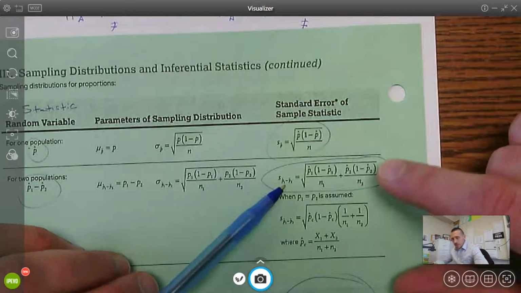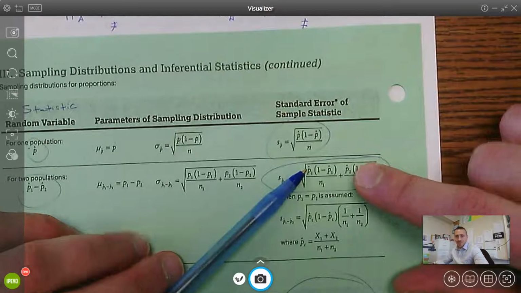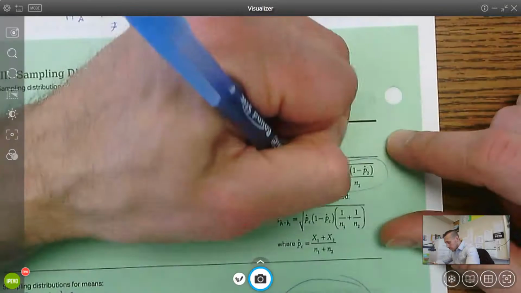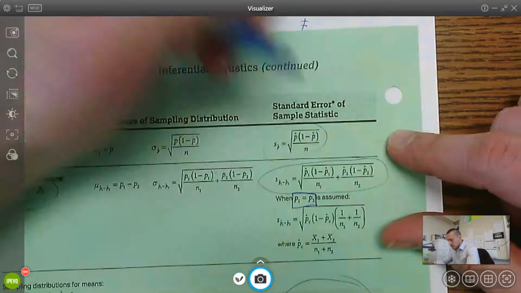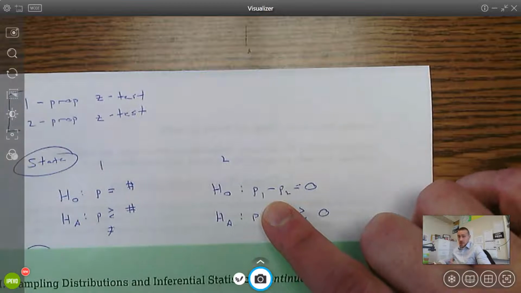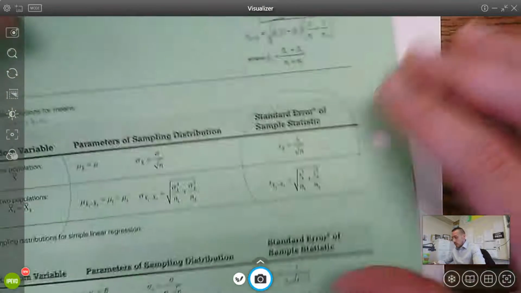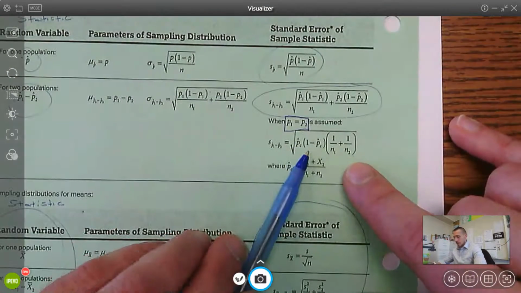For a confidence interval, we use this. We had two different values for the proportions. Now we're saying we assume the proportions are equal. Well, why are we making that assumption? That's our null hypothesis, that when we subtract them, we get 0, which means they're the same. So I'm going to use this formula.